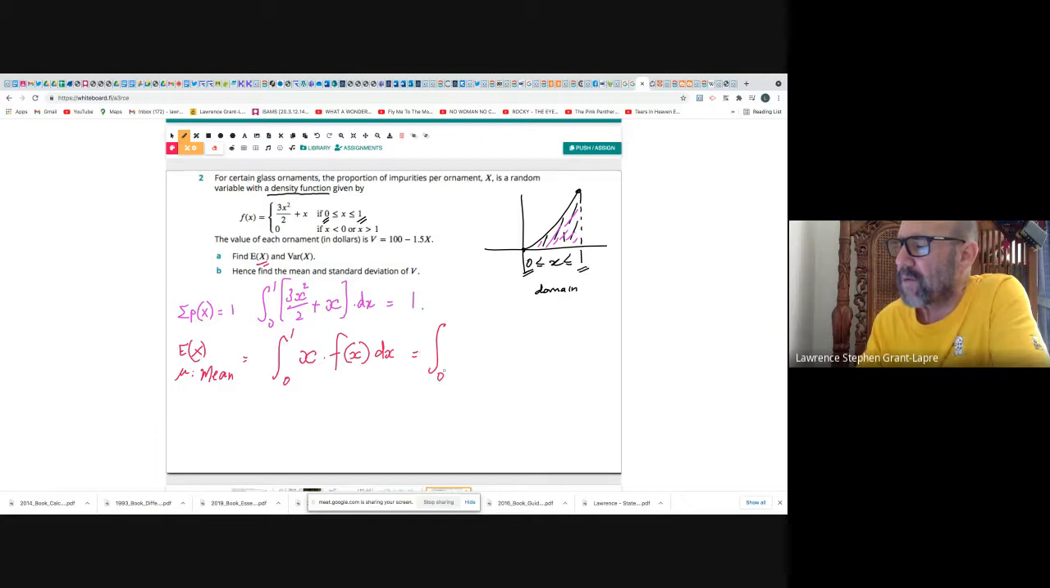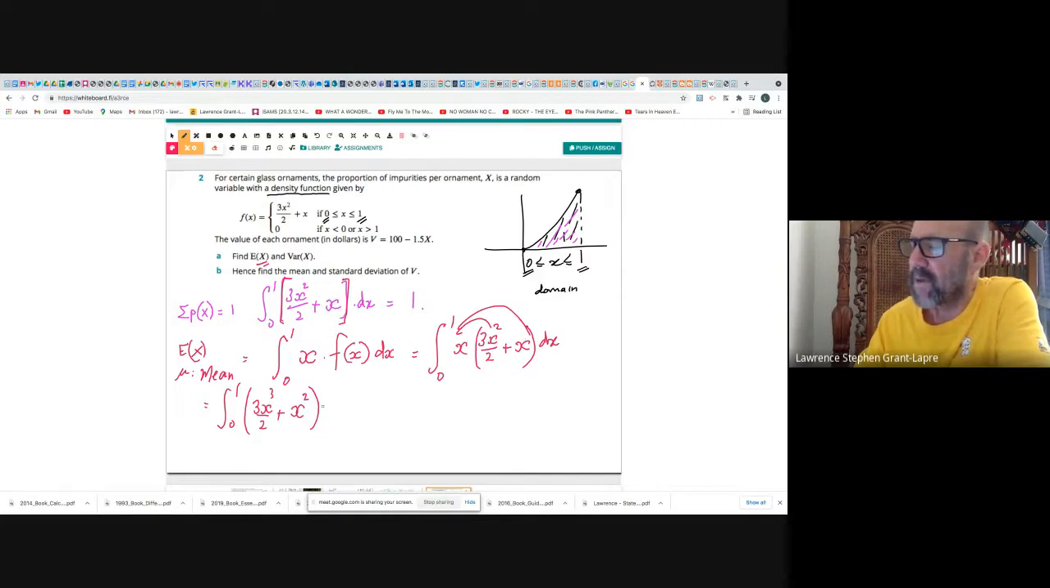So we're going to go from 0 to 1 of x times our 3x squared over 2 plus x. That's our probability density function, which gives the integral from 0 to 1 of 3x cubed over 2 plus x squared. So we've multiplied by x. Now we get the integral from 0 to 1.